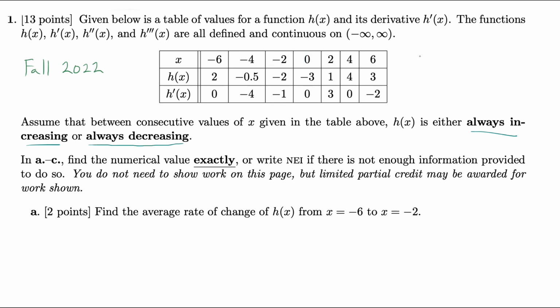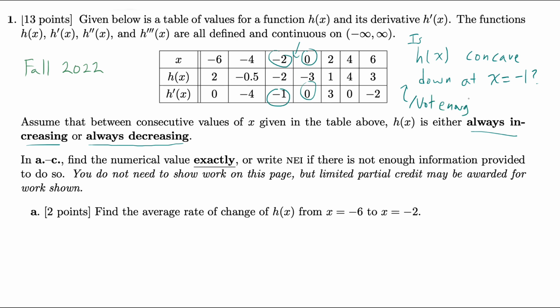For example, let's say I ask you, is h of x concave down at x equals -1? Well, here's a very incorrect way of doing this. You might say, oh, at -2, h prime is -1, so that's negative. And at 0, you have 0. So h prime at -1 is probably negative, so h of x is probably concave down. But that's not a correct answer. The correct answer to this question is that there's no information. There's not enough information here.